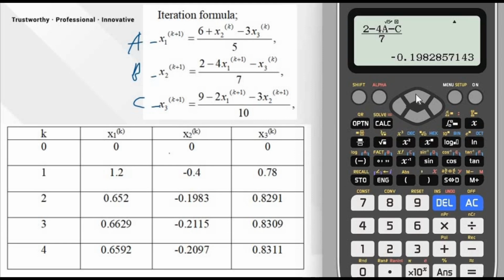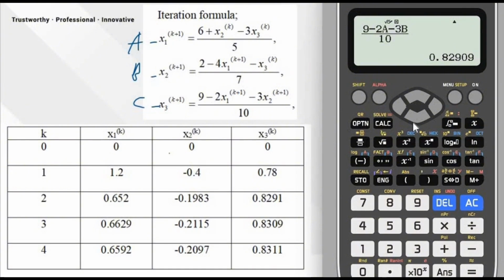Last one, recall the related formula. This is for C. Press the CALC button again. A will be 0.652, press equal. Now B is negative 0.1983. Press again. So the new C will be 0.8291.